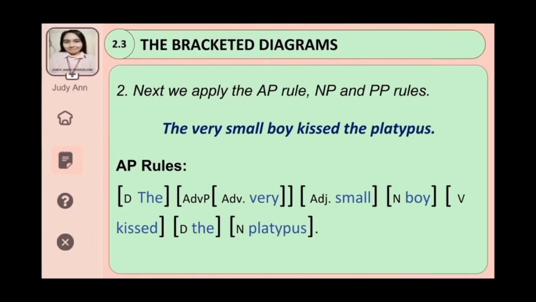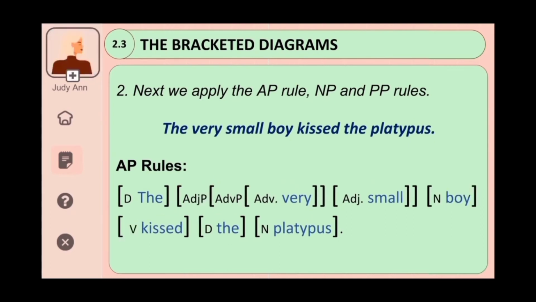The next step is applying the adverb phrase rule, adjective phrase rule, noun phrase rule, and preposition phrase rule. First, we're going to apply the adverb phrase rule. In our sentence, the adverb phrase is very. In bracket notation, we're going to put a bracket here and label it as adverb phrase. Next is the adjective phrase rule. In the sentence, very small is the adjective phrase. That is why we're going to place a bracket here and label it as an adjective phrase. And after that, put a bracket here.